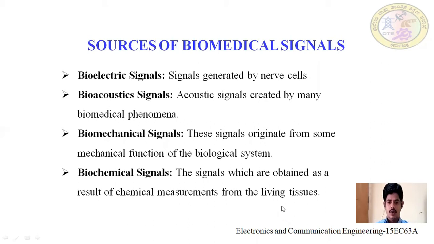Next one is the biochemical signal. These are signals obtained as a result of chemical measurements from living tissues. Due to the chemical measurements in the human body, we have some signal. Those signals are called biochemical signals.